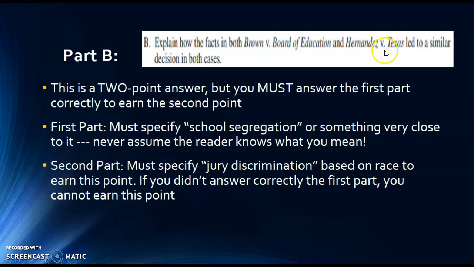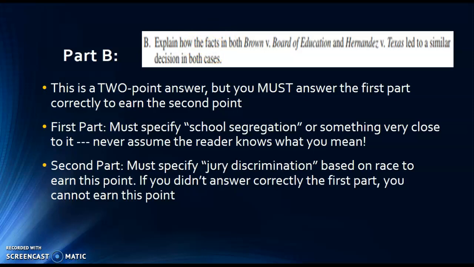Now here's something also very interesting. If you were to say the Brown v. Board of Education case led the court to rule that school segregation was unconstitutional, you actually would not earn a point because you're talking about the outcome and not the fact. You have to talk about the fact, not the outcome.